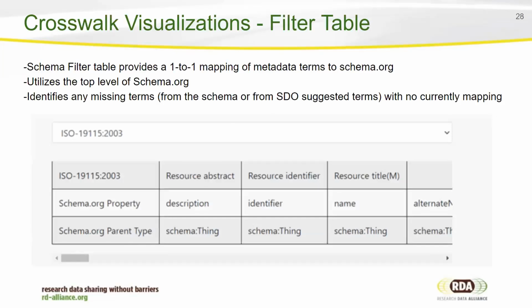So our first set of actual interactive visualizations is our filter table. This provides a one-to-one mapping of metadata terms to schema.org. It utilizes the top level schema.org and identifies any missing terms from either this schema or from SGO suggested terms with no current mappings. So they're filtered by metadata schema.